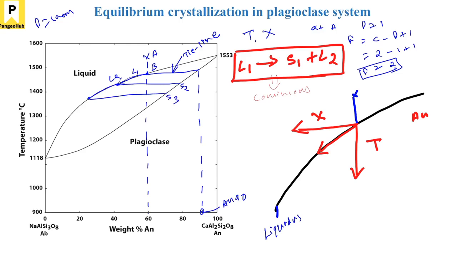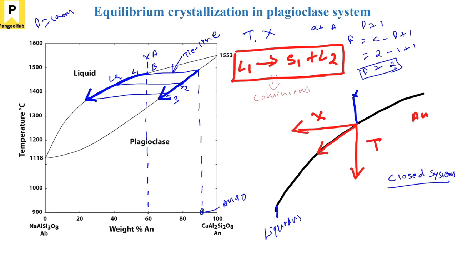This will continue like this. So what is actually happening? The liquid composition is becoming more and more albitic, and surprisingly the solid composition is also becoming more and more albitic. Now we said this is a closed system, right? In a closed system, if one thing is increasing, the other should decrease. But here both are becoming rich in albite.